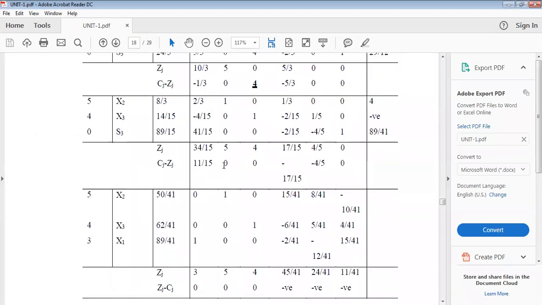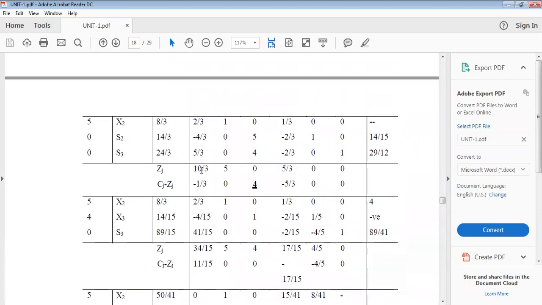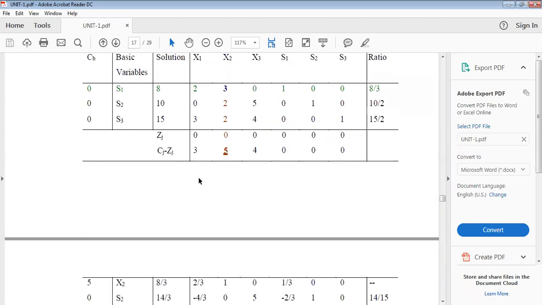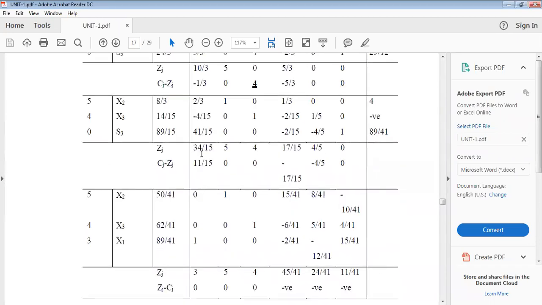Now you can see this, the values, you got it. After doing all these things, now Cj minus Zj. I told you at the beginning, the 3, 5, 4 are there. So first row, 3 minus 34 by 15, 5 minus 5, 0, 4 minus 4, 0. So like this, you are getting the values.